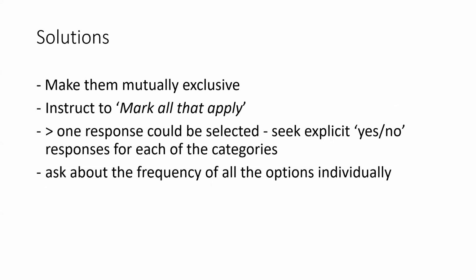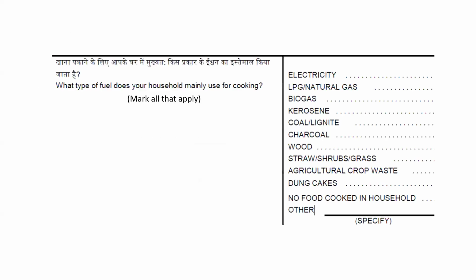Another could be, if you feel that the respondent can choose more than one answer, you will instruct them to mark all that apply. That is, more than one can be chosen. If you feel that more than one response could be selected, another option is to mention yes, no in front of each option, so that for each option they have to say yes or no. And if you need more details, then you may ask the frequency for all options individually. I'll show some examples of these solutions later on.